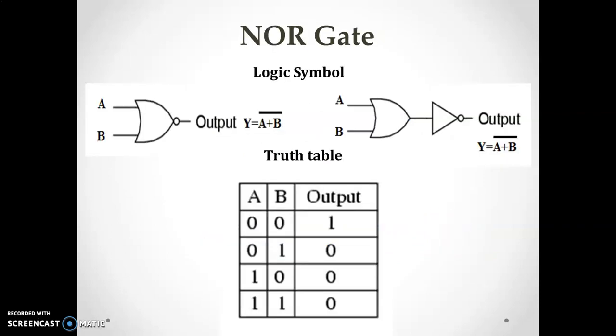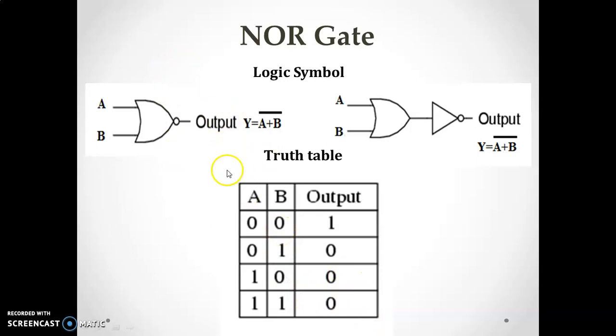The logical symbol and truth table for NOR gate is shown here in figure. It is combination of NOT OR. OR followed by an inverter performs NOR function. It has two or more inputs and only one output. The output is high only when all the inputs are low. If any one or both the inputs are high, then the output is low.